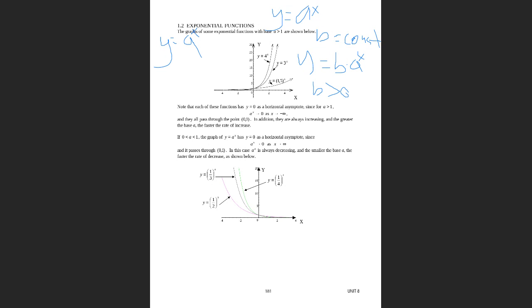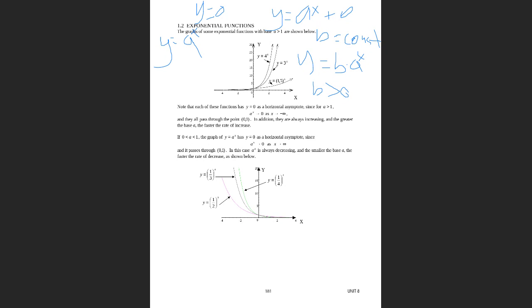Anytime that b is positive, the graph is always above the asymptote of the graph. Let us remember that the asymptote here is y equals 0, which is the same as the x-axis. Anytime that the number in front of the exponent is a positive number, the graph is always above the asymptote. And if the number in front of the exponent is a negative, your graph is always below the asymptote.